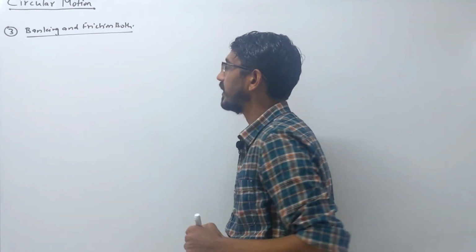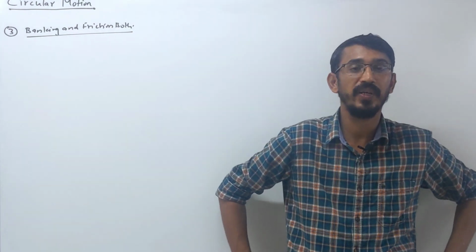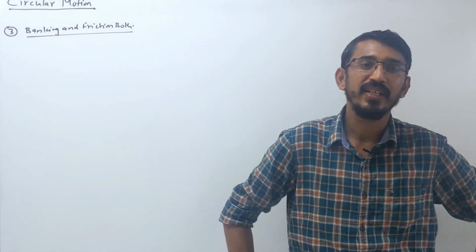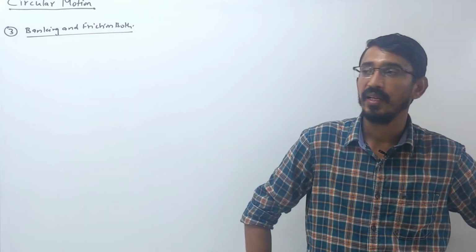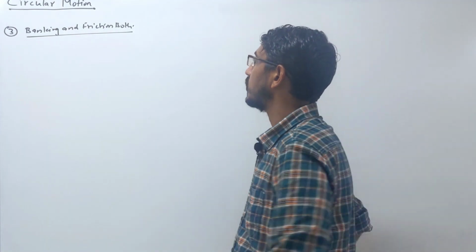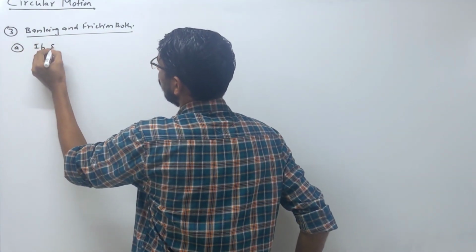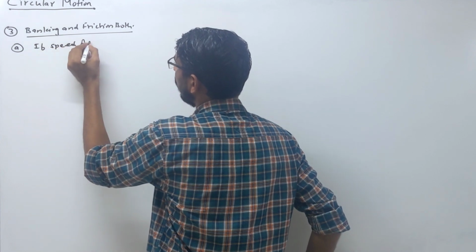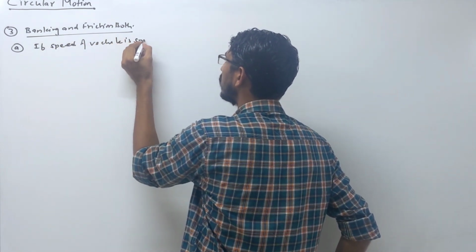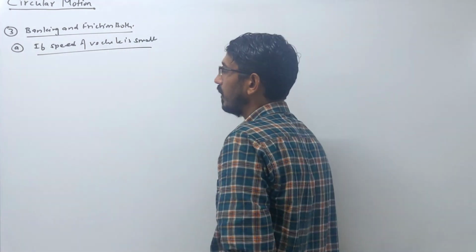Again here we have two cases, because the direction of the frictional force depends upon the speed of the vehicle actually. If the vehicle speed is small, then the friction force acts outward, and if the speed is very high, it acts inward. So it depends upon speed also. We can talk about two cases, simple. So first is if the speed of the vehicle is small, or it's moving at slow speed. Okay, let's see how it looks.